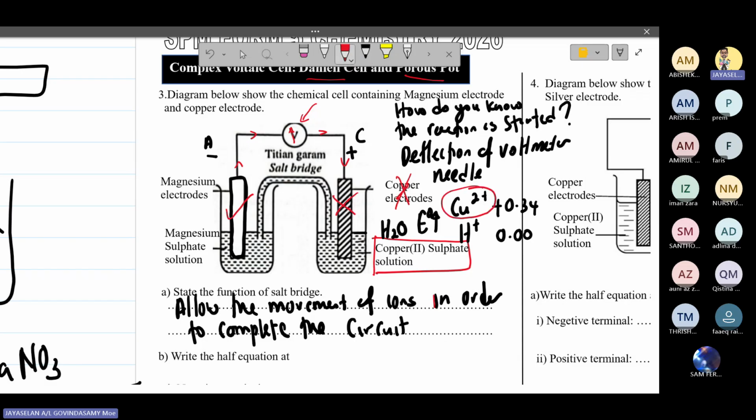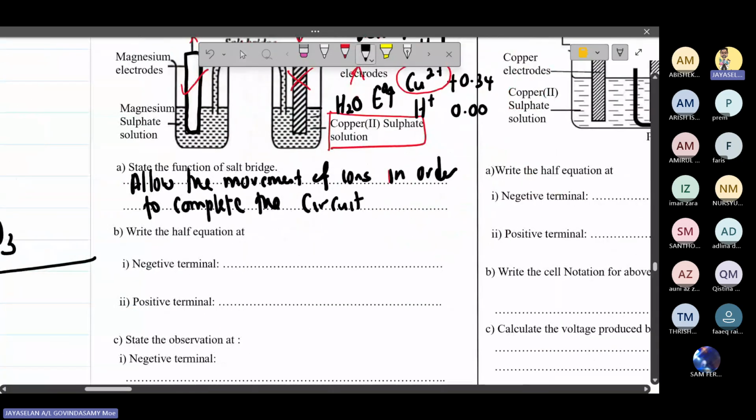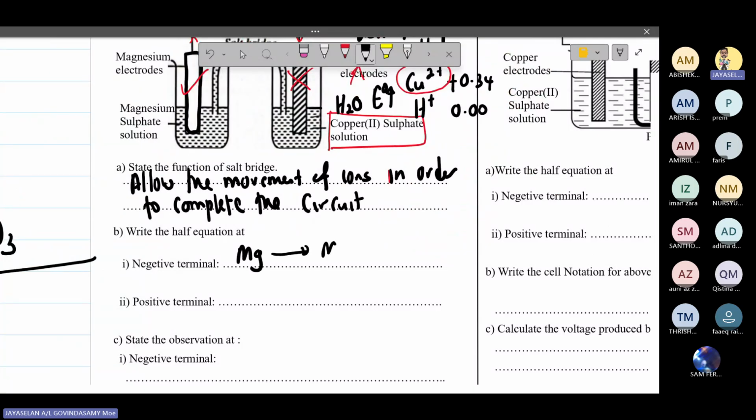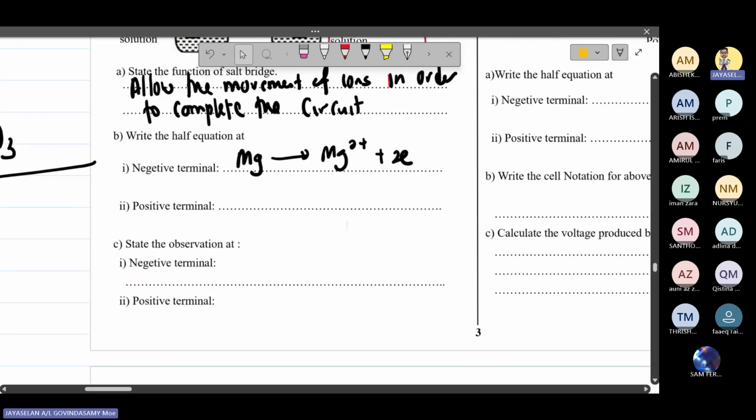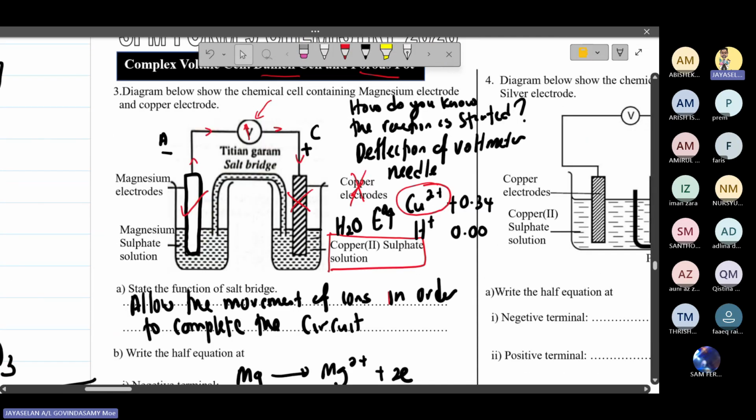Any question? No question, eh? Okay, so now we do the half equation at anode. Half equation at anode, negative terminal, you choose the magnesium, arrow become Mg2+ plus 2 electron. Observation, kamu tuliskan di sini, okay, magnesium electrode become thinner. Dalam bahasa Melayu, macam mana nak tulis, rod magnesium akan menjadi nipis.